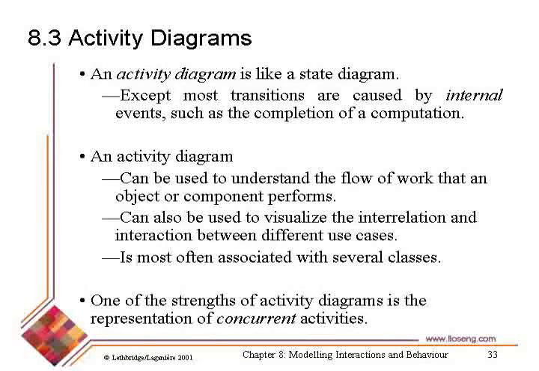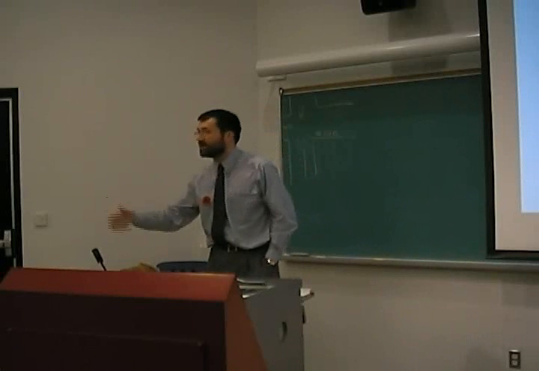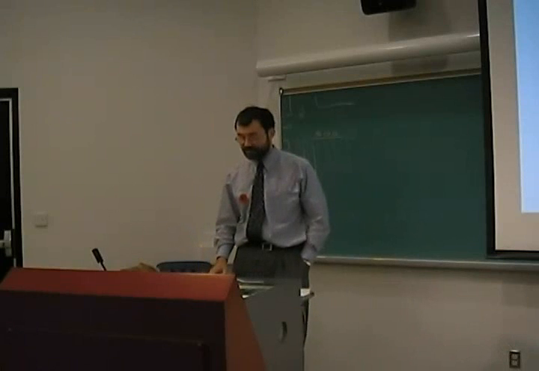And we use them to model flow of work, or perhaps interaction between use cases. We'll see that in a few minutes. And very often several classes working together as they do various things and interact with each other. And one of the powerful things about them is their ability to show concurrency. We've seen concurrency before. Concurrency is pretty key and critical in client-server systems that we've seen, because we have these tasks that work concurrently in parallel with each other.